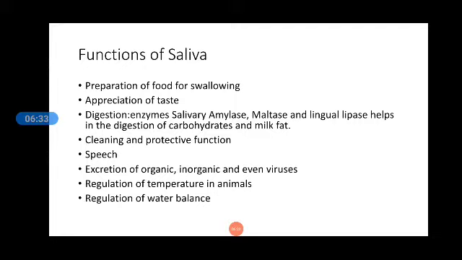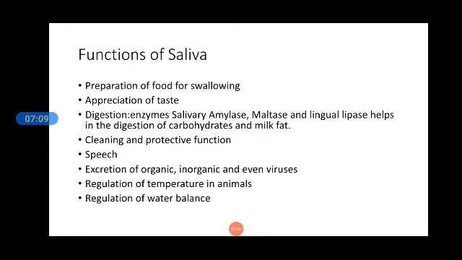So for example, suppose you grind something in a mixie jar, especially a small mixie jar. What you are supposed to do is mix some water, and only then will it be ground properly. The same process takes place in our mouth also. The saliva mixes with the food we have taken, it is moistened and dissolved by saliva, and it becomes like a paste.